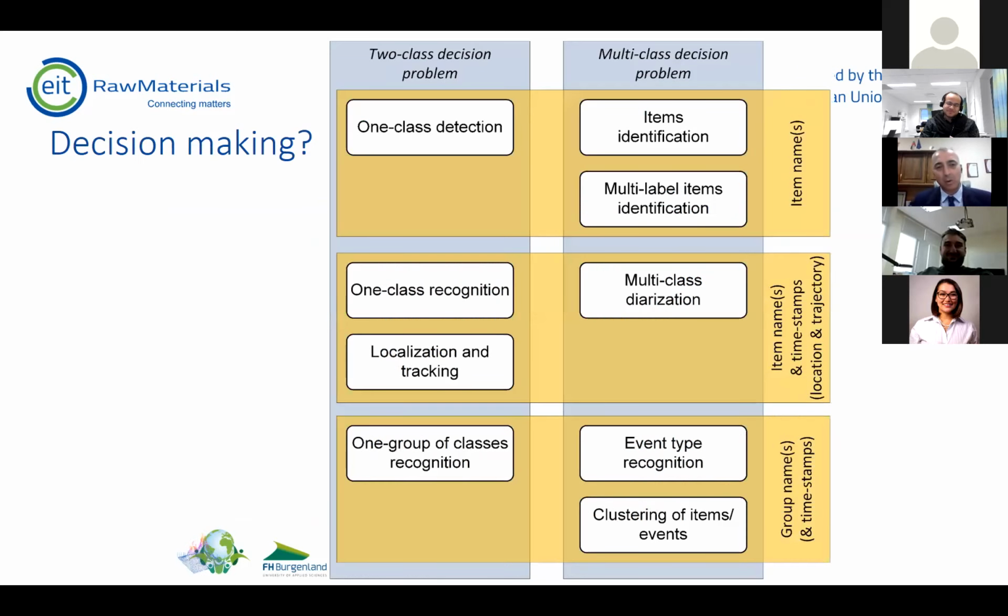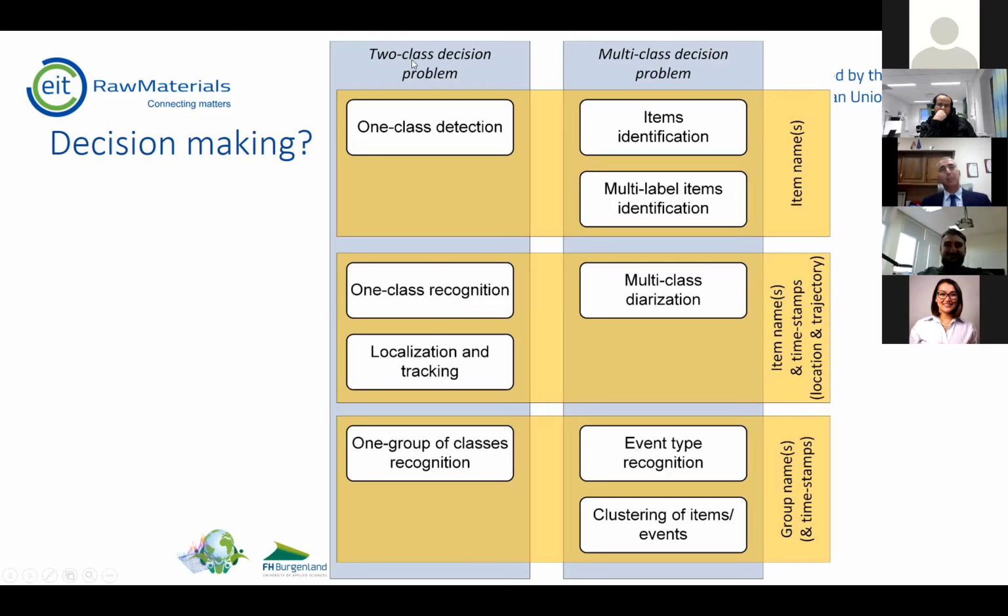When we talk about decision making, there are many different decision-making tasks. In this slide, I try to summarize them. Whoever wants to learn more about that, I have a very nice book written on the subject. It is called Computational Bioacoustics, and it has a very gentle introduction for people who are not engineers. But in general, we have several different tasks to solve.